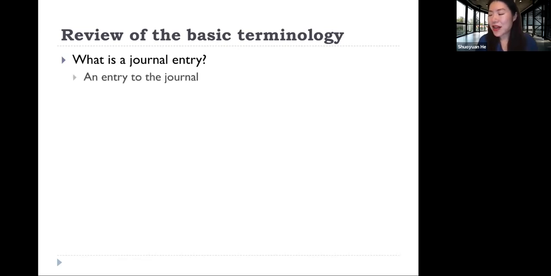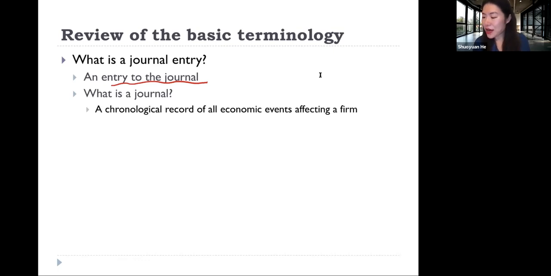Let's continue to review the basic accounting terminologies. What is a journal entry? A journal entry is an entry to the journal. Then what is a journal? A journal is a chronological record of all economic events affecting a firm.